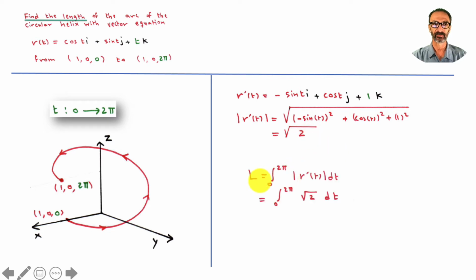Apply the length. That's from 0 to 2 pi. From t goes from 0 to 2 pi. That's my main variable, parameter. So I'm integrating from 0 to 2 pi of the magnitude of r prime, which is square root of 2, which is a constant. So the answer is, you multiply this by 2 pi, and we're done. 2 square root of 2 times pi.